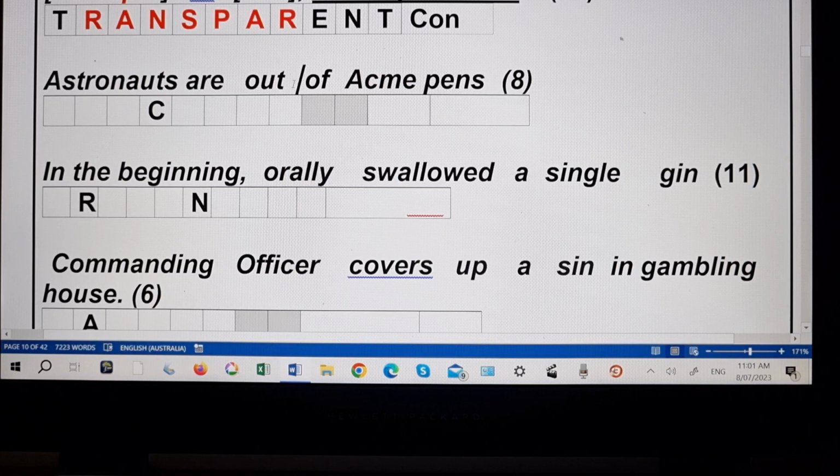Out is often an anagram flag. I'm going to mark that. I could be wrong, and they're not always anagram flags, but we'll give it a go. Astronauts are out of Acme pens. Well, that's no charade or container flag here that I can see.